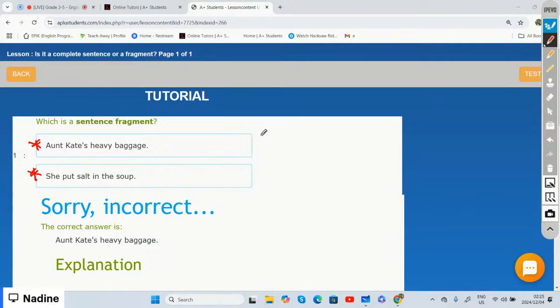All right. And if we were to choose the sentence fragment, then yes, we will say, and Kate's heavy baggage. Because now the question is, what about and Kate's heavy baggage? So that is a sentence fragment. Well done.